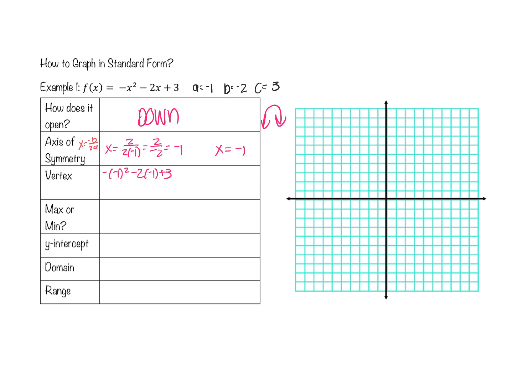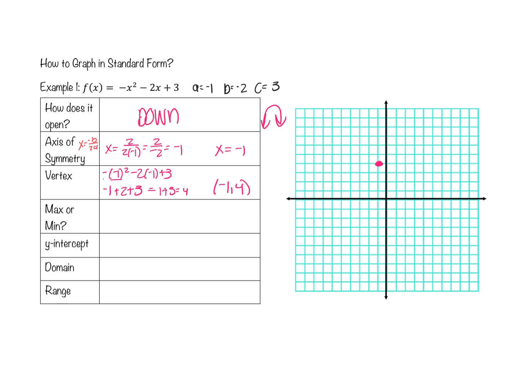And then just use order of operations to simplify. Negative 1 squared is 1. The opposite of that would be negative 1. Negative 2 times negative 1 is a positive 2. Negative 1 plus 2 is 1, and then 1 plus 3 is 4, so I find my vertex to be negative 1, 4, so I can go ahead and plot that point.